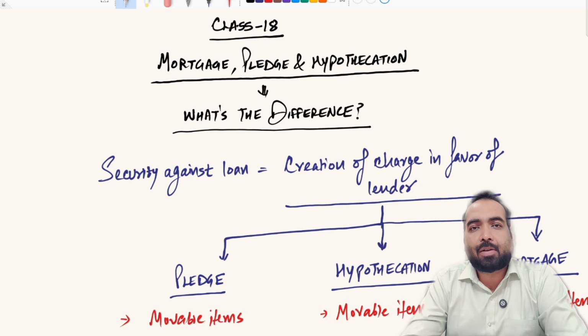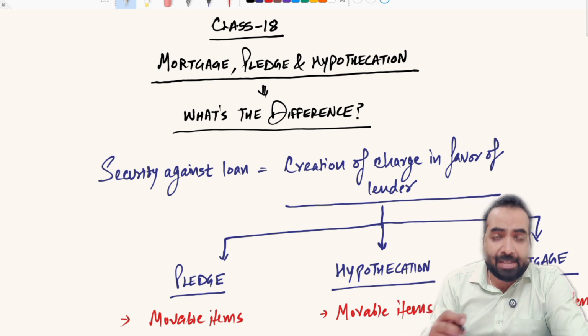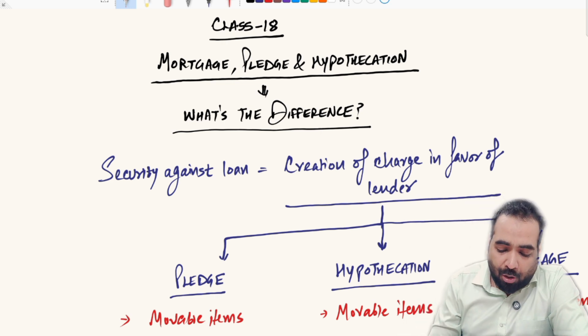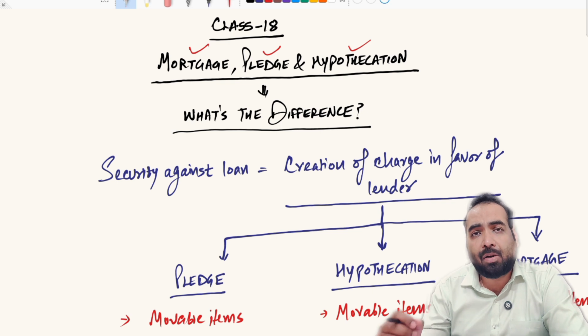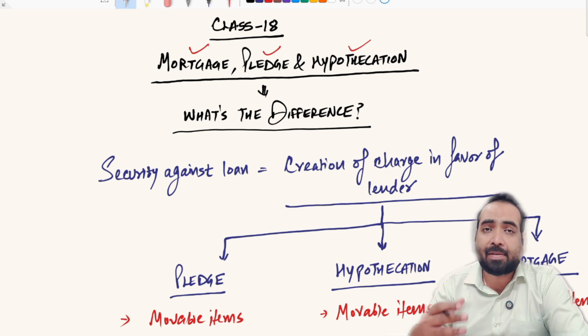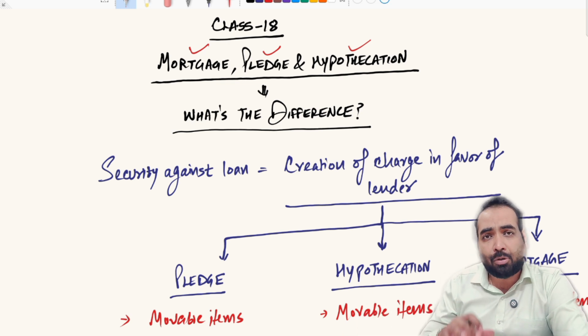Now we have cleared the concept of LTV and collateral cover. In this video we will discuss a very important topic, that is the difference between mortgage, pledge and hypothecation. Many people are not clear about the actual difference between these three items that are used in the industry all across. So we will learn thoroughly what is the actual difference between them.